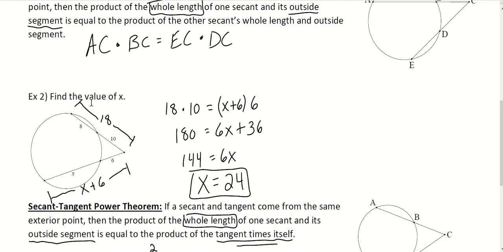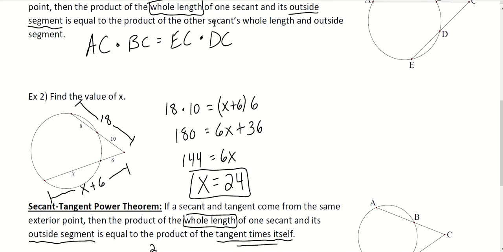Okay, so the length of the whole secant is 8 plus 10, 18. The outside segment is 10, so 18 times 10 gives us 180. The other secant has a length of x plus 6, so x plus 6, multiplied by the outside segment, which is 6. Now, make sure that x plus 6 is in parentheses. We do have to distribute 6 into the parentheses. That's going to give us 6x plus 6 times 6 is 36. We solve for x, and we get x equals 24. There you go.